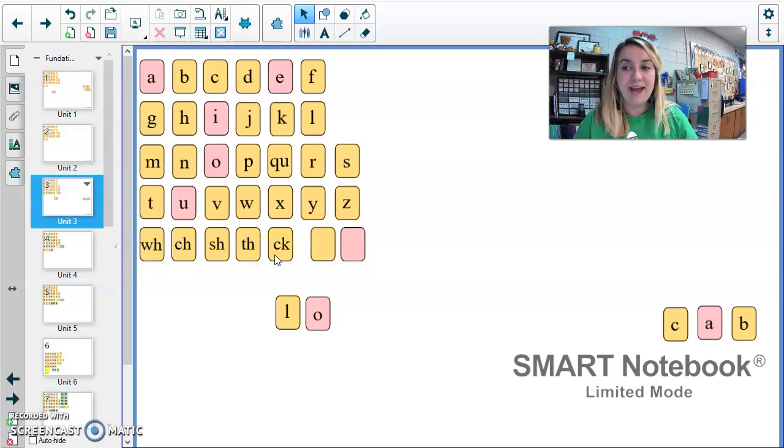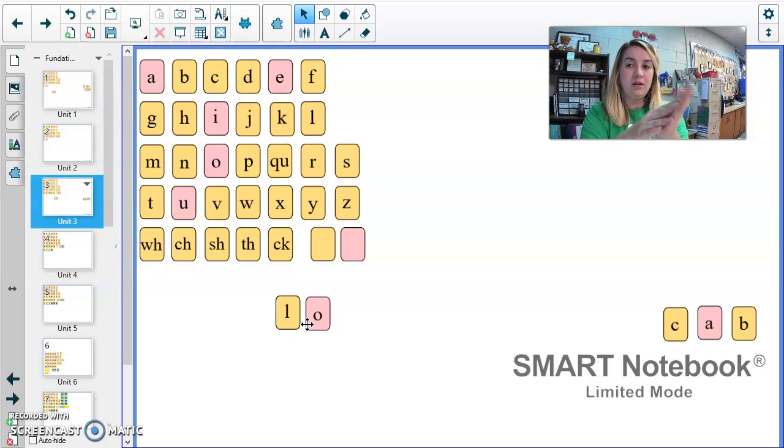I know that for my digraph CK, I have 3 rules. The first rule is that it has to go at the end of the word. Definitely this one's going at the end. It's the last sound I hear. My second rule, it has to be after a short vowel. Is the O short? Sure thing. My last rule, if I clapped it, is it only 1 syllable? Well, let's check. Clap lock.